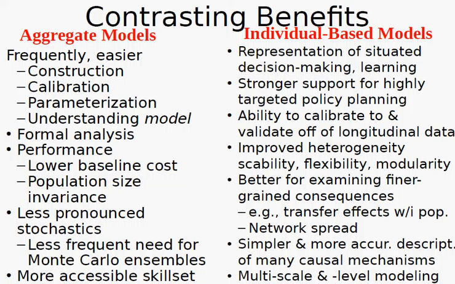So individual-based models are better for examining finer-grained consequences. They're better for examining the outcomes, you know, in terms of network spread or transfer effects within a population. How does someone's history impact the success of the outcomes for them, or their characteristics in terms of types of heterogeneity? And often at an individual level, we also have a better ability to articulate certain mechanistic descriptions of a system.